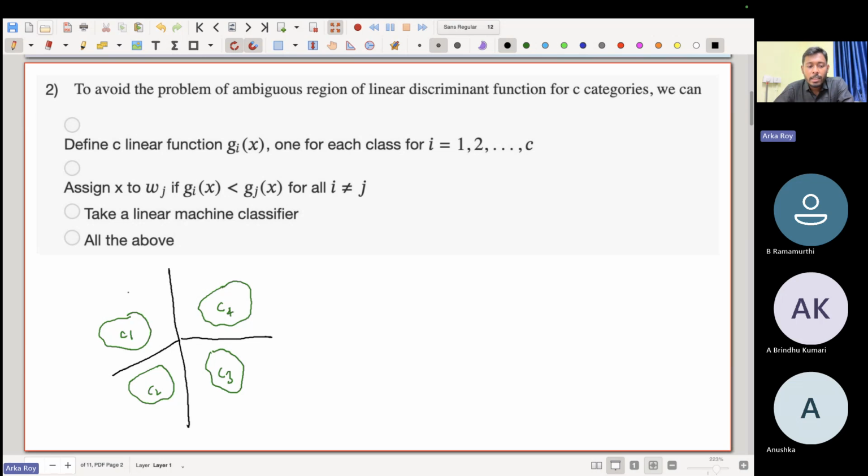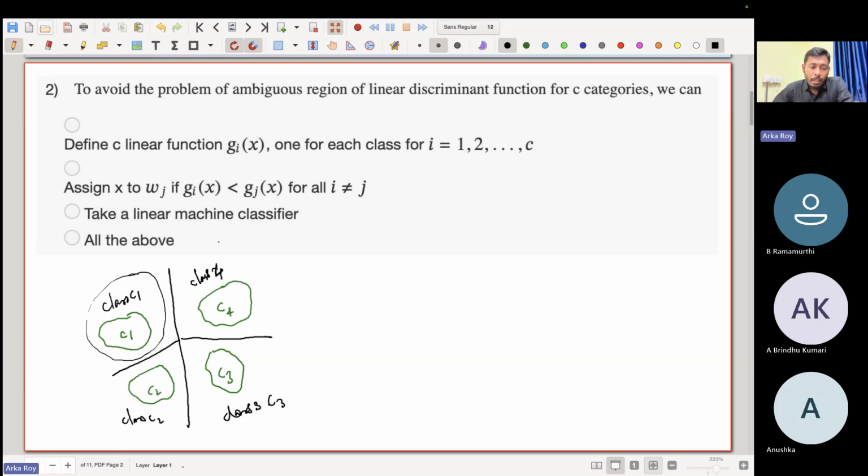Over here you can see that this particular region is solely given for class C1. Similarly, this whole region in between these two lines is prescribed for class 4. Over here this represents the class 3 area, and this particular area represents class C2. So this is what avoiding ambiguity basically means.